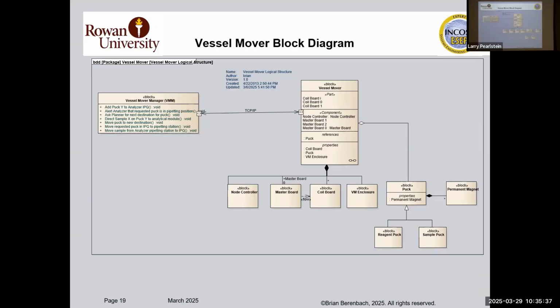Okay, now this is called a block diagram. This is a block diagram of the vessel mover, and here it has partitions, and here you can see parts of the vessel mover. Here's coil boards, because it's going to move the samples magnetically. And here you see components of it, and here you see references, and here you see properties. You're going to hear the word puck. The puck is basically the little car that the samples move in. So you saw Dale Arden in that big puck, and you're going to see little pucks, and you'll actually see a movie of the little pucks in a bit, okay?